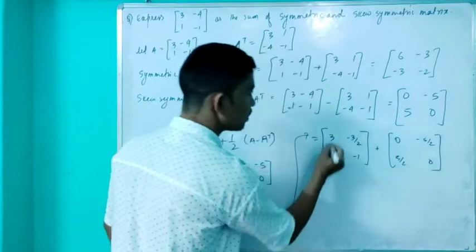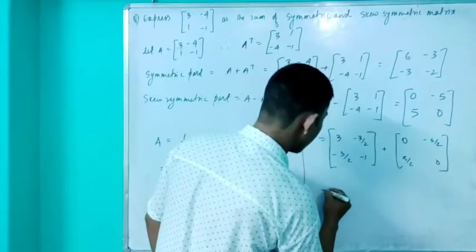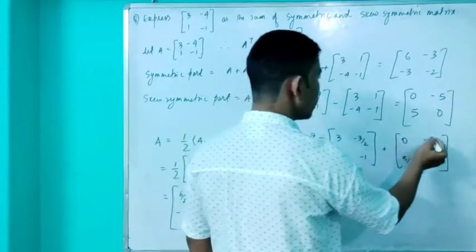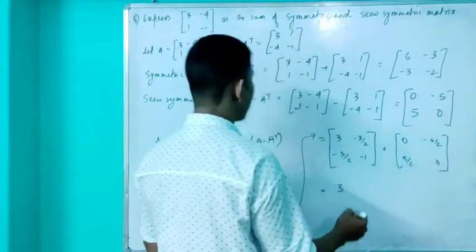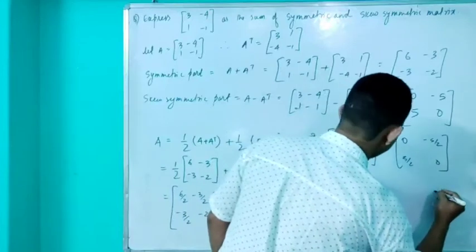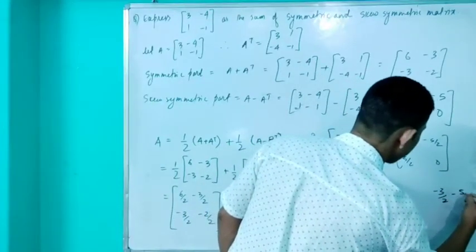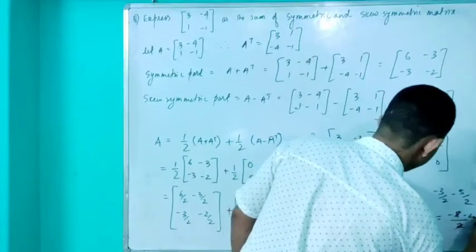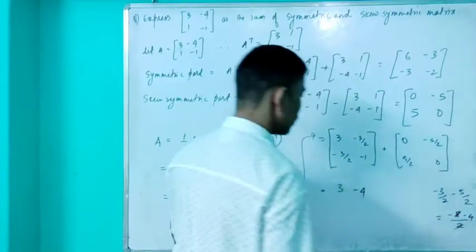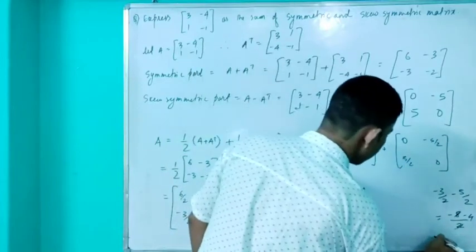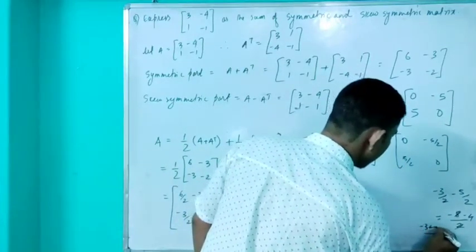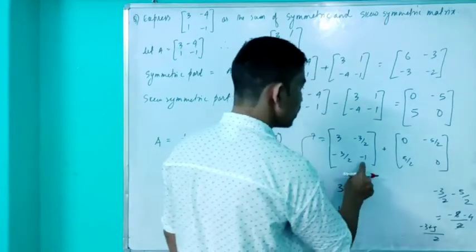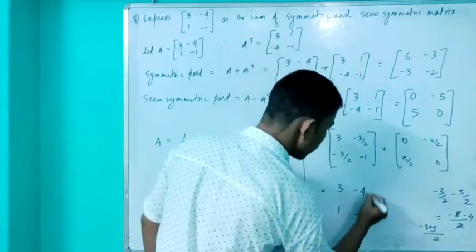So what we'll do is add the corresponding elements of the two matrices. 3 plus 0 gives me 3. Then minus 3 by 2 minus 5 by 2, how much will I get? Minus 8 divided by 2, so it gives me minus 4. So here I'll have minus 4. Now for this element, 2 is the LCM, minus 3 plus 5 gives 2 divided by 2, which is 1, and finally minus 1 plus 0 is minus 1.